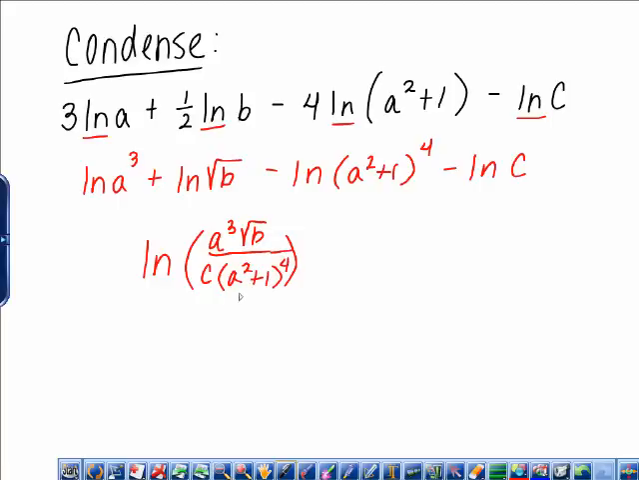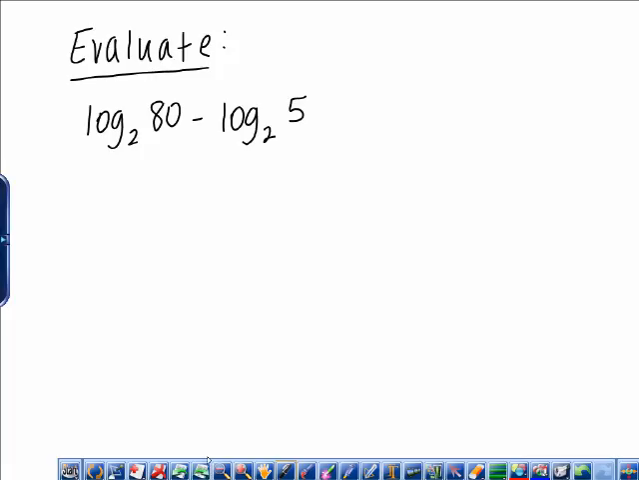And there we go. And there's lots of reasons why this might be more helpful to you. Definitely using one log instead of 4 separate logs, that can be helpful if you were doing something else with this problem, which you will next year. Okay, so let's look at this evaluating one.